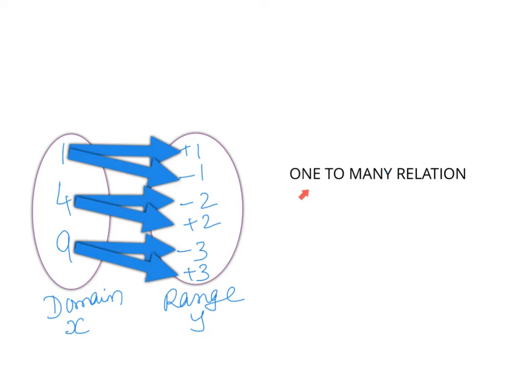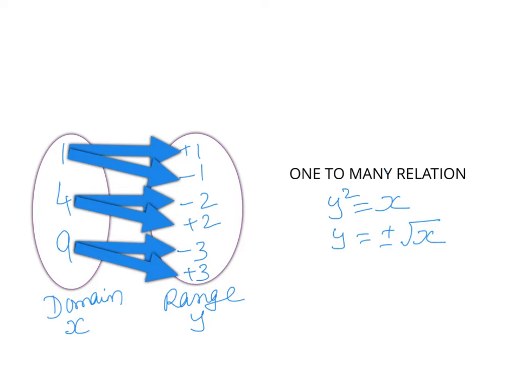The third relation here is the one-to-many relation. Here my x values are 1, 4 and 9. Look at this range: 1 takes two y values, plus 1 and minus 1. 4 takes two y values, minus 2 and plus 2. 9 takes two y values, plus or minus 3. Here my relation is y squared equals x. In other words, y equals plus or minus square root of x.